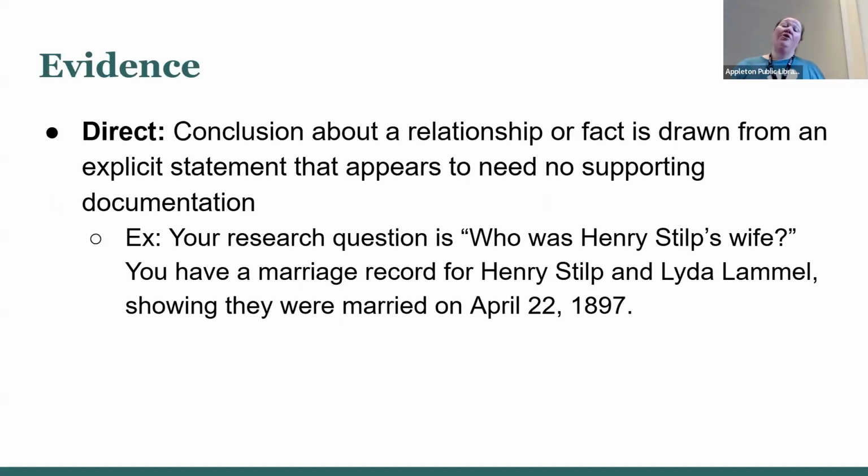Direct is going to be a conclusion about a relationship or a fact that is drawn from an explicit statement that appears; no supporting evidence needs to appear on it. So for example, your research question could be, who's Henry Stilp's wife? Well, I have a marriage record that explicitly states that Henry Stilp and Lida Lamel were married on April 22nd of 1897. That is direct evidence that this was Henry Stilp's wife. It doesn't need any additional information to support that fact.